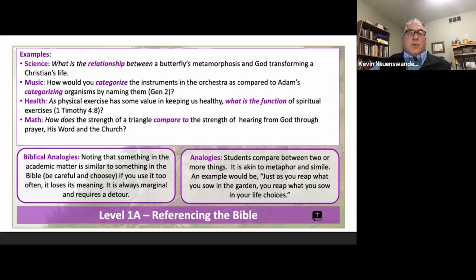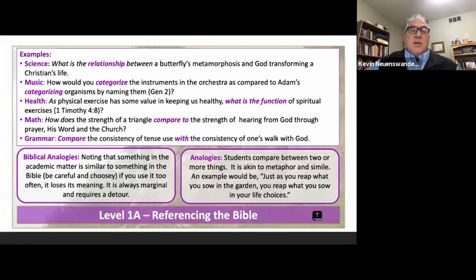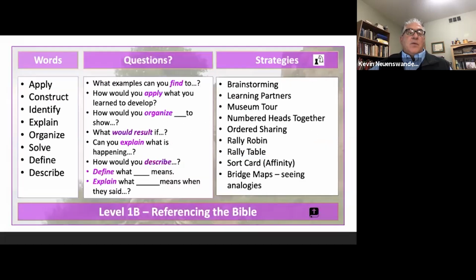prayer, His word, in this church, the three-sided triangle? God's word at the bottom, prayer on one side, and church or community on the other side. How does that keep us strong in our walk with God? And grammar. Compare the consistency of tense with use with the consistency of one's walk with God. So here you see this takes us into a deeper level.